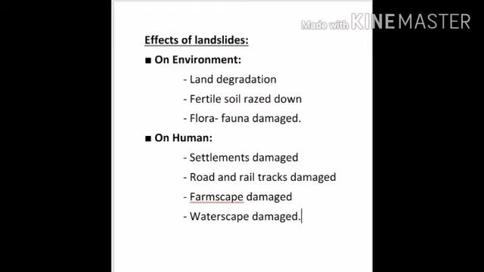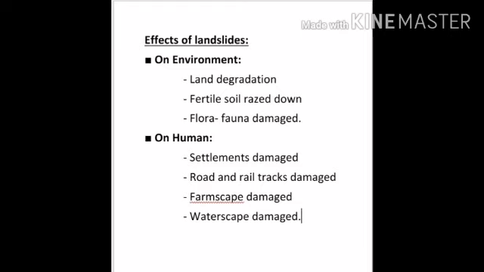Now let us see the effect of landslide on the cultural landscape, on man. First, settlements, whether rural or urban, scattered or hamleted, are damaged. So it causes severe damage to life and property. The second point, road and rail track damage. Road and rail tracks are also destroyed by the landslide. It takes much cost to get them repaired.